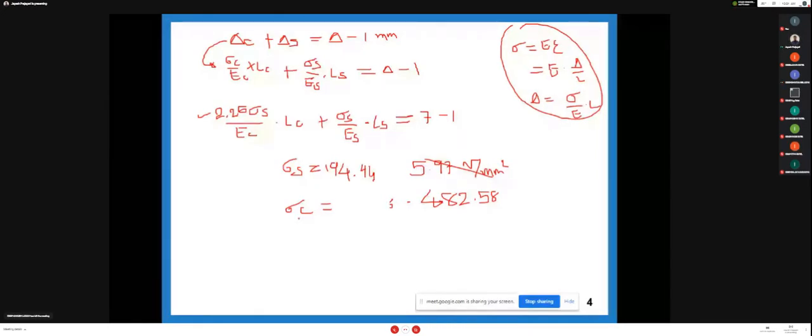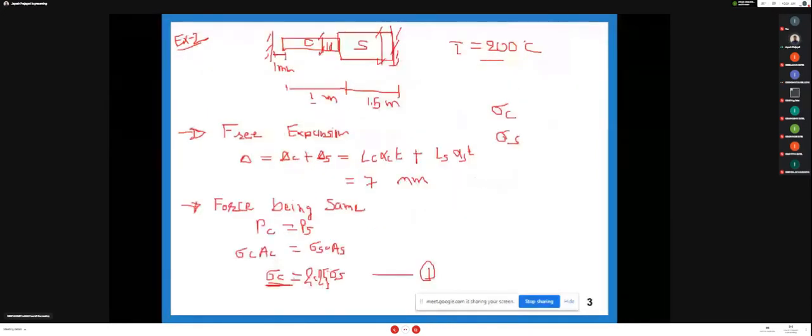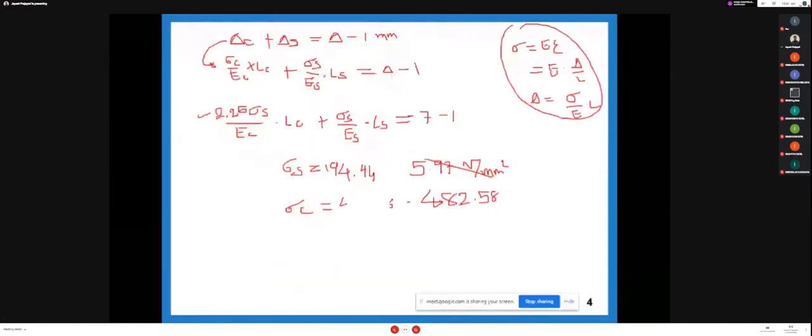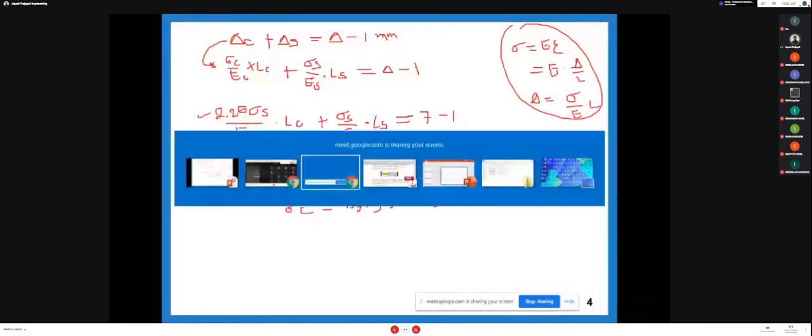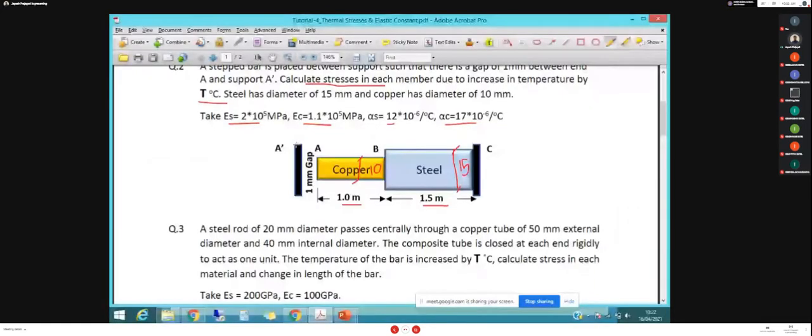And sigma c, just put this value in this equation. 437.5. So this is the answer: your stress in steel and stress in copper. So that is what we are calculating. Okay, so this example number 2 is completed.